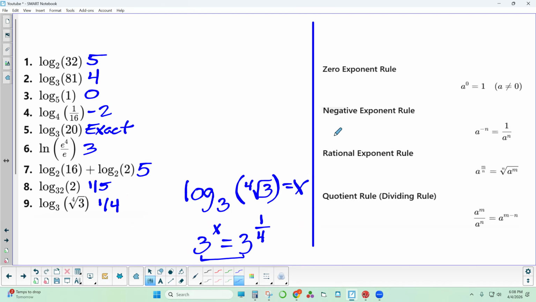Knowing these rules over here is really important when you're evaluating logs because they come up. So you need to know them.